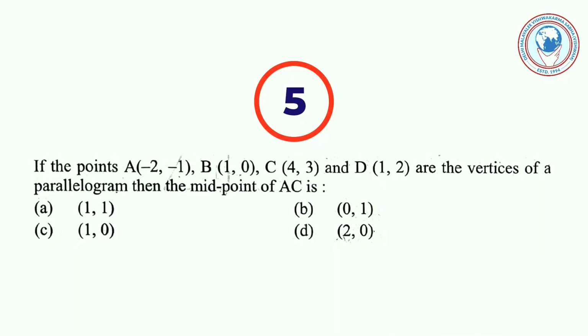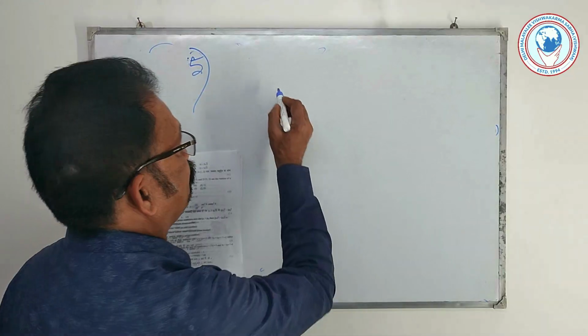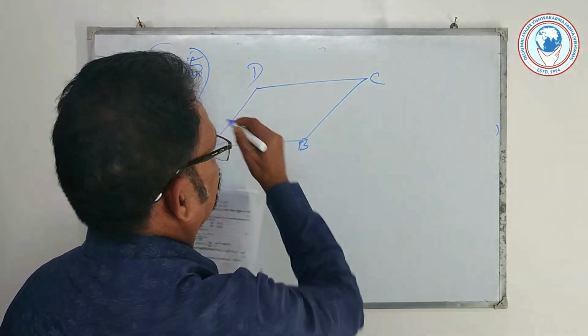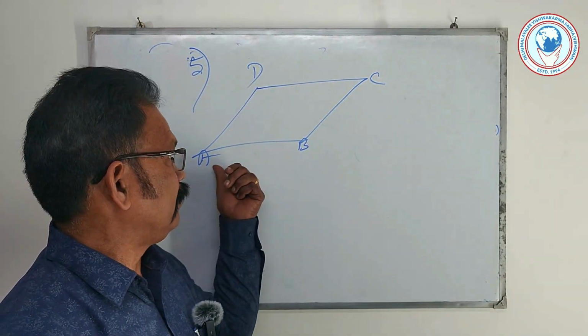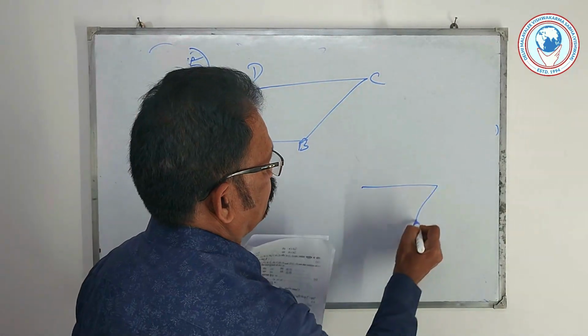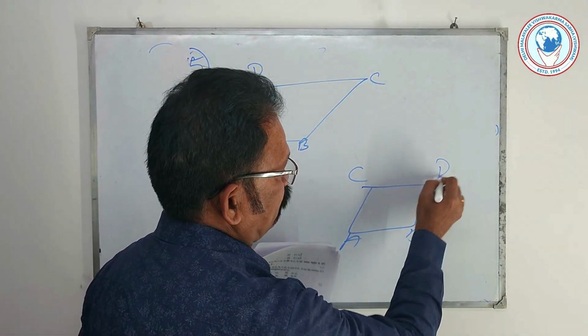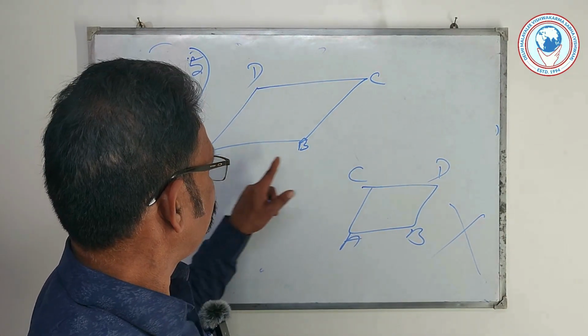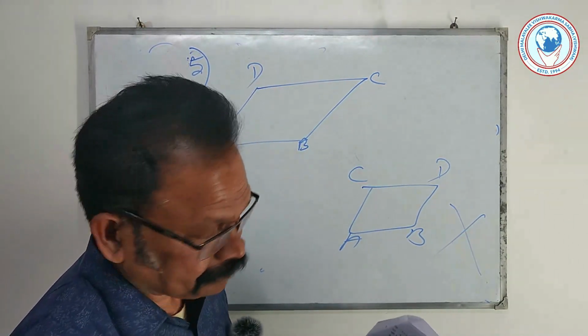Yes, question number 5 next. If the points A(-2, -1), B(1, 0), C(4, 3) and D(1, 2) are the vertices of a parallelogram, then the midpoint of AC is what? It is a parallelogram A, B, C, D. Always write in order A, B, C, D, and don't write it in any other order. That is the wrong method to indicate. Always give it in order: A, B, next point C, so the last point is D.